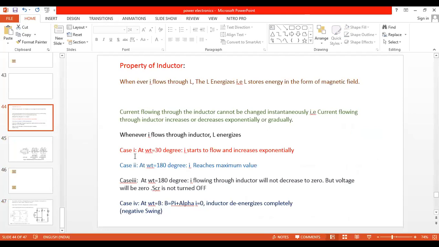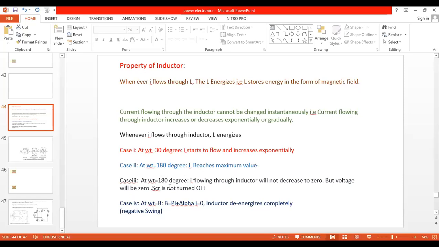What happens at omega t equal to 30? We have seen it with the graph. All the students, omega t is equal to 30 degrees. Current starts to flow through the inductor, and the inductor current energizes exponentially. At omega t is equal to 180 degrees, current reaches which value? Maximum value, whereas the input voltage and output voltage are zero.